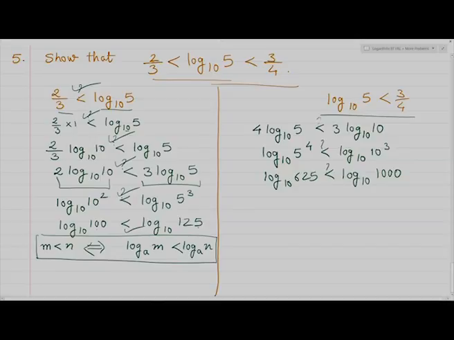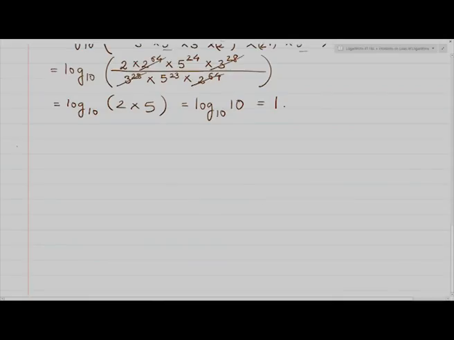Using this property of log, again I know 625 is less than 1000. Therefore, this must be true. So, this is true. If this is true, then this is true, then this is true. Therefore, this also must be true. So, we have proved 2 by 3 less than log to the base 10 of 5 less than 3 by 4. Let us see what is the fourth problem. Okay.